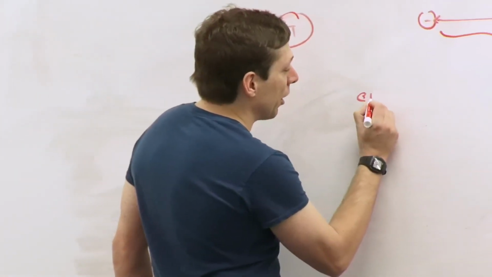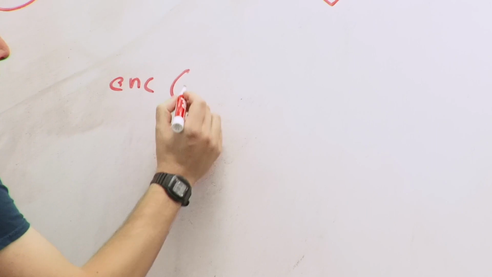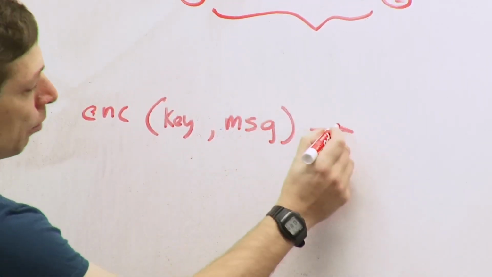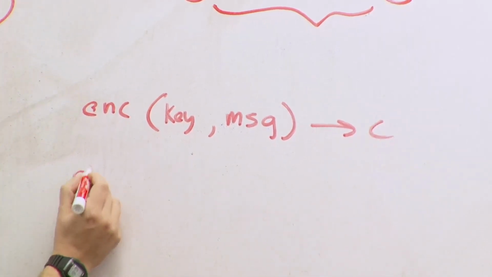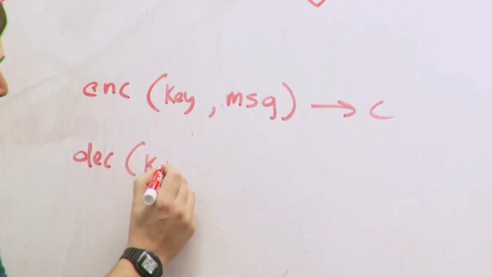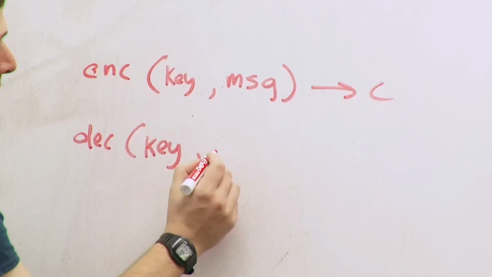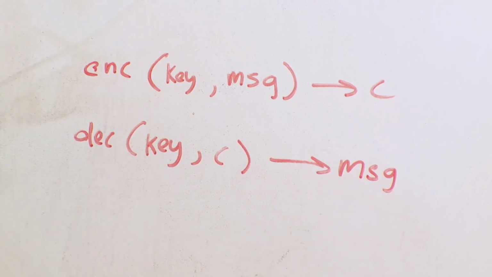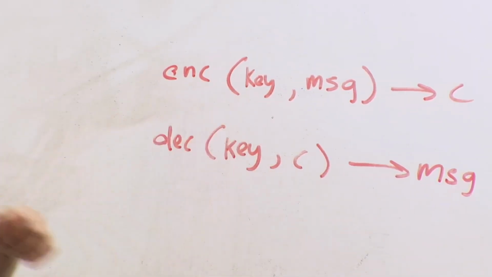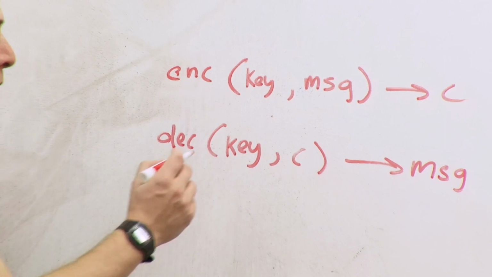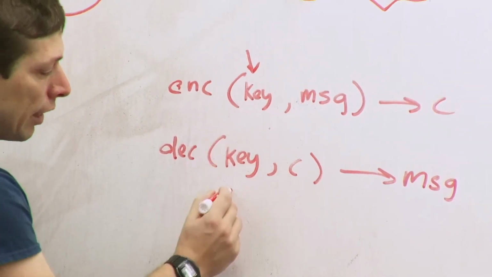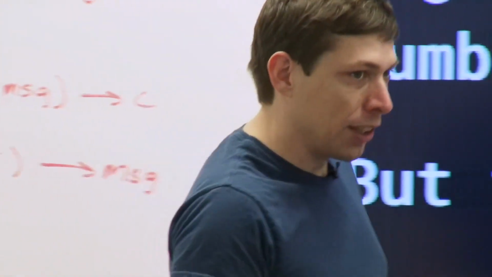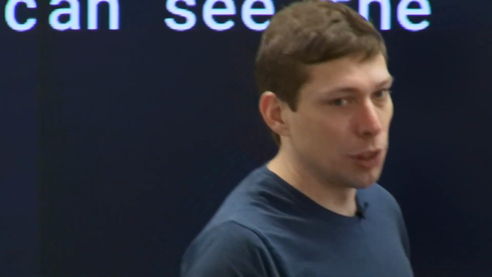So encryption is just, okay, you've got some encryption function which takes a key and a message and outputs a ciphertext. And then you've got some kind of decryption function which takes often the same key or something and then the ciphertext and outputs the same message. This is symmetric encryption because you're using the same key. You can also have asymmetric encryption where this could be a public key and this could be a private key. So in order to decrypt, you need the private key, but in order to encrypt, you only need someone's public key.